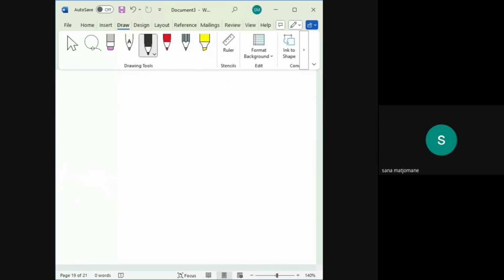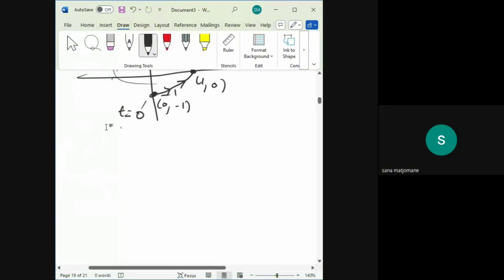Are we fine, guys? Can we take another example? With this example, do you know now what's needed when you have to sketch and show the path of your object, your trajectory, when you are given your position vector equation? Are we fine with that one?